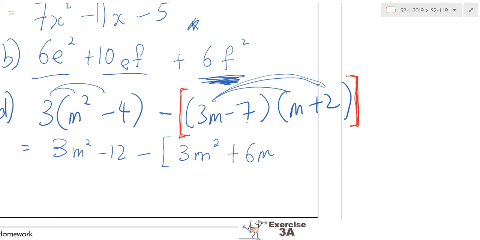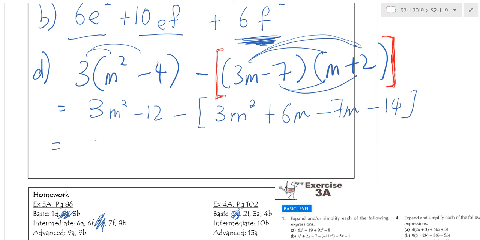6, so 6m. Next one, minus 7 times m. Take calculator, minus 7 times 1. Minus 7m. Last one, minus 7 times 2. Minus 14. Like I say, the rest, take out a textbook and do, don't waste time. Now, expand the minus. Minus times 3m will be minus 3m squared. Benjamin, do a textbook question. This one will be what? Minus times plus 6m will be minus 6m. Minus times minus 7 will be plus 7m. Minus times minus 14 will be plus 14.